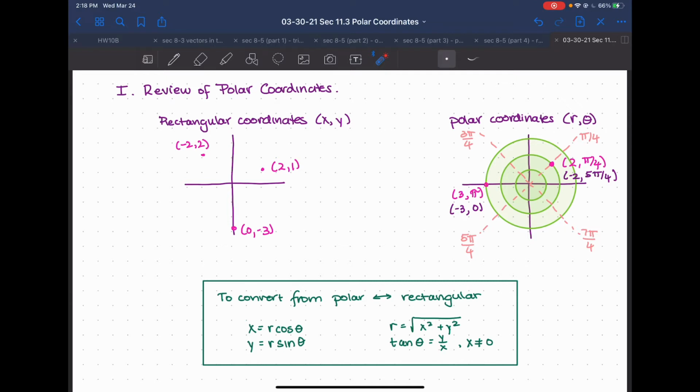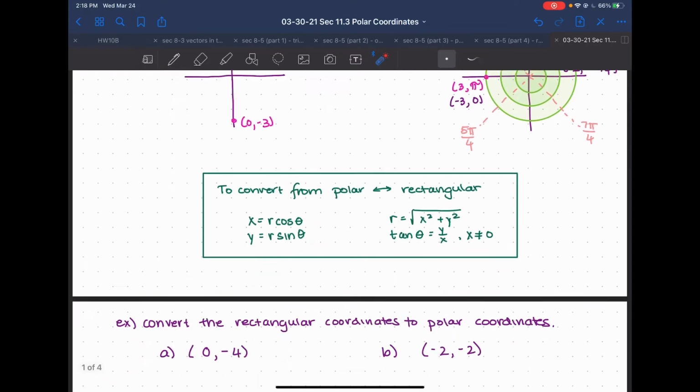We did look at these conversions between the two last time also. So remember, if you want to convert from polar to rectangular or rectangular to polar, these are the convenient equations you can use. So the x coordinate is the same thing as r cosine theta. Y coordinate is the same thing as r sine theta. We can also look at r as the square root of x squared plus y squared, Pythagorean theorem. And then tan theta is y over x. So those are the convenient equations we can use also.